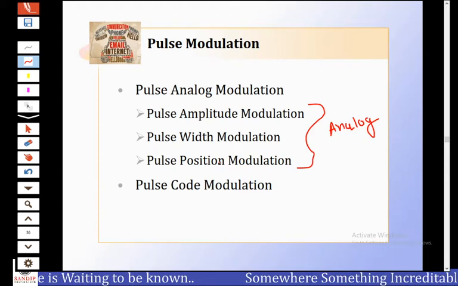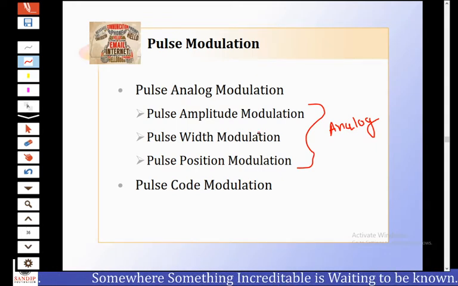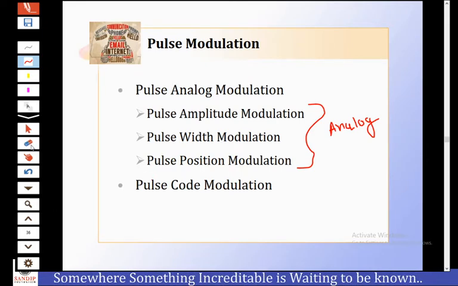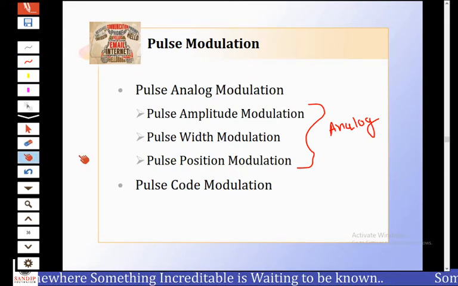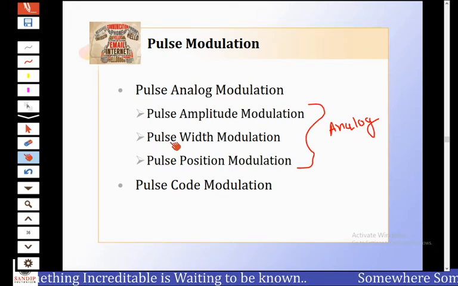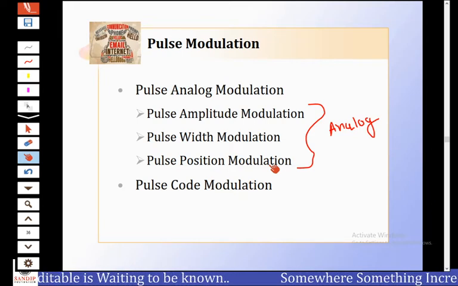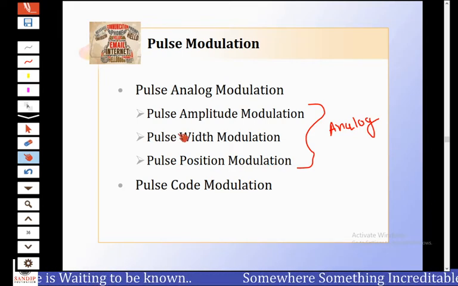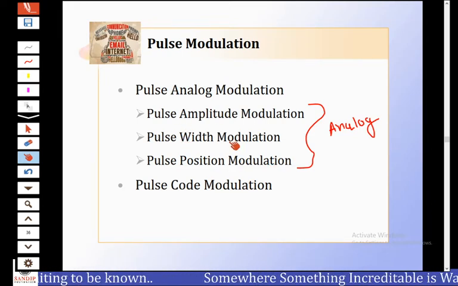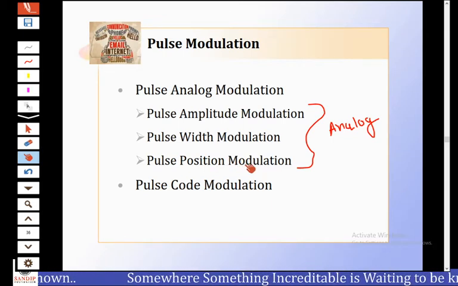In the analog pulse modulation, the amplitude, width or position of the rectangular carrier pulses is changed in accordance with the modulating signal. This will result in pulse amplitude modulation, pulse width modulation, pulse position modulation. These three techniques, that is PAM, PWM and PPM, are the analog pulse modulation techniques.